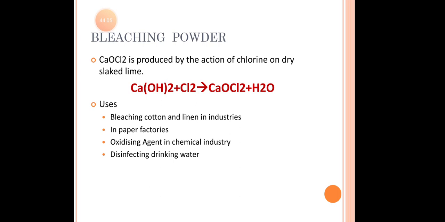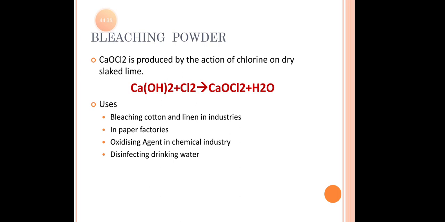When it is passed through dry slaked lime, bleaching powder will be prepared. The chlorine combines with calcium hydroxide and forms calcium oxychloride, which is nothing but bleaching powder. Along with that, water would be formed. The solution will be milky due to the presence of some unreacted lime too. It will be allowed to settle down, and the bleaching powder will be filtered, dried and used for further purposes.